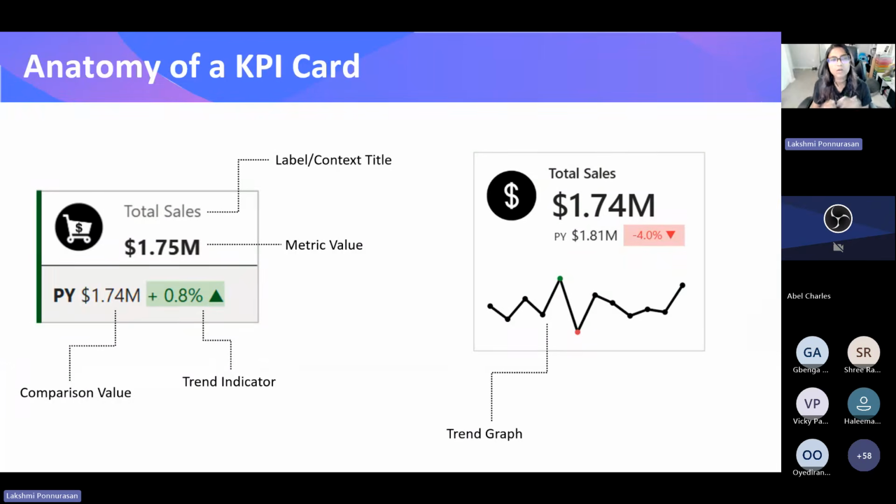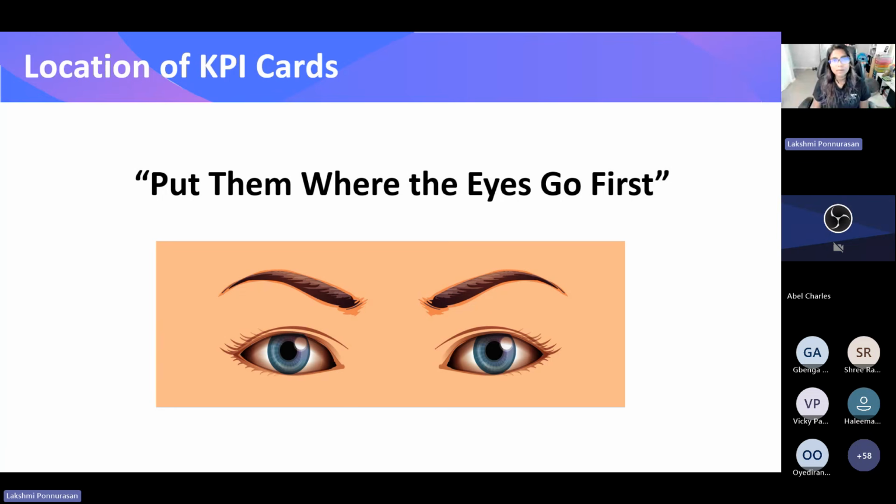So this is the anatomy of a KPI. If you have the four of these main elements in your KPI, you're good to go. The next question is location of KPIs. A lot of people ask me, where do I put my KPI cards? What I would suggest is top left or the top center.